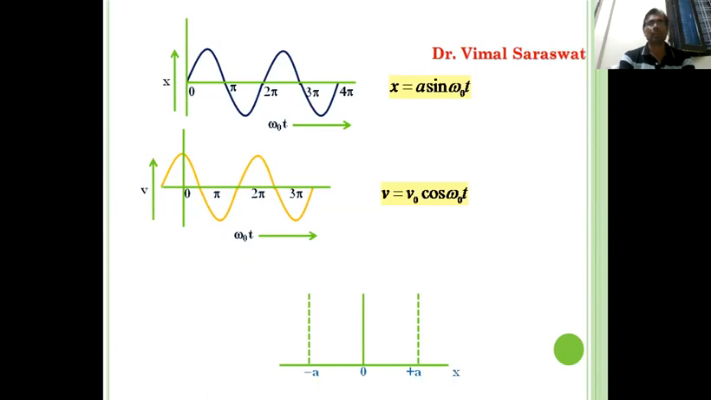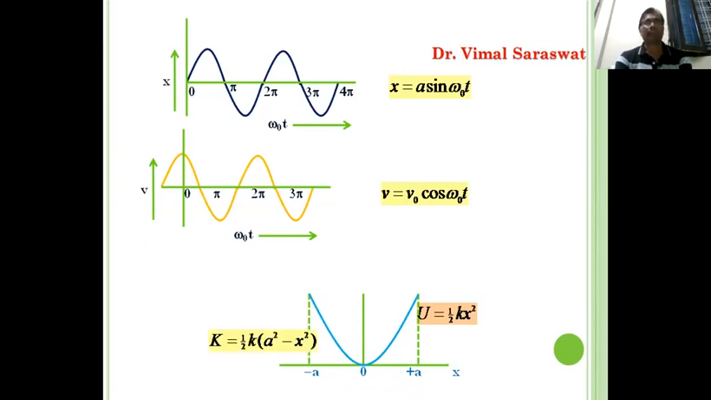Now, these are the values of position. x is equal to 0 is the mean position, and x is equal to plus minus a are the extreme positions. Since potential energy is half kx square, when x is equal to 0, then u is equal to 0. It means at mean position, potential energy will be minimum, that is 0. And when x is equal to plus minus a, then u is equal to half ka square. So at extreme position, potential energy will be maximum, that is half ka square. So this is the graph between potential energy and position.